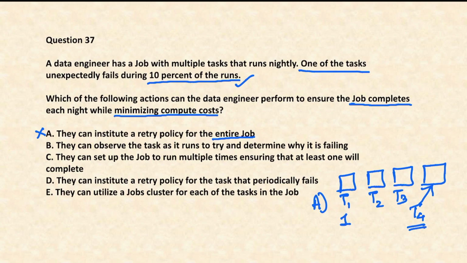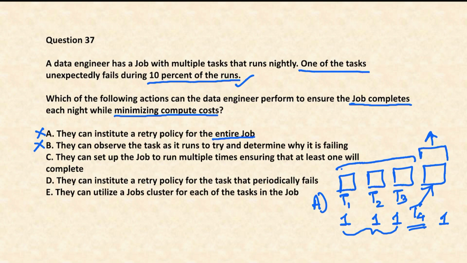If let's say this takes 1 hour of time, this takes 1 hour, T3 takes 1 hour and T4 1 hour, all the 3 hours of data job you have already done. You are doing it again if you are retrying the entire job. So this option is not correct. Then you have, they can observe the task at its run. So you have to basically sit for all the 3 hours, and then you have to also observe this T4 task, whether it is failing or not. And if it is failing, then you are retrying. No, not at all.